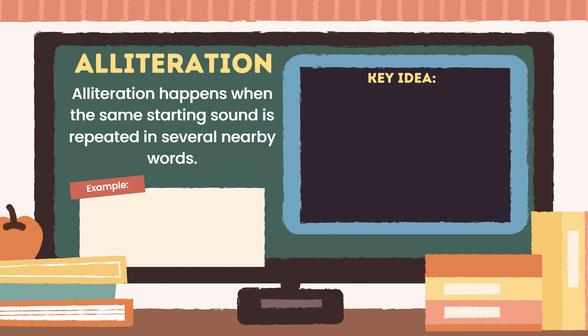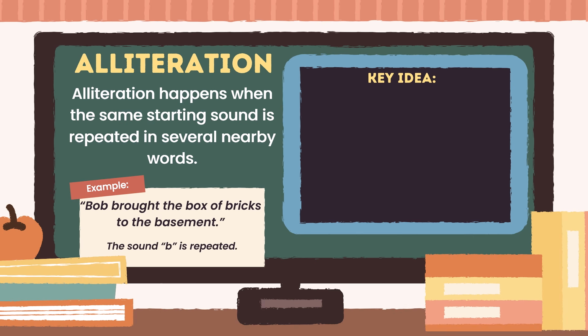Alliteration. Alliteration happens when the same starting sound is repeated in several nearby words. Example: Bob brought the box of bricks to the basement. The sound B is repeated. Key idea: alliteration makes writing fun and musical.